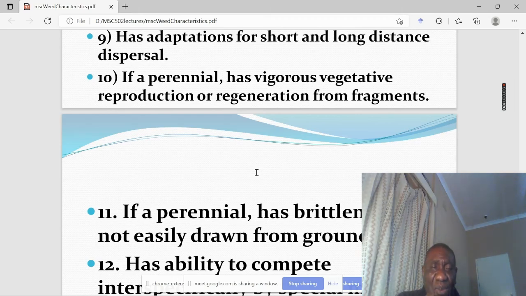If it is also perennial, there are some weeds which can easily break. We call this brittleness. So if you want to pull it, it just breaks, and it has some vegetative parts remaining underground, which will give rise to new plants. This is also a survival mechanism.